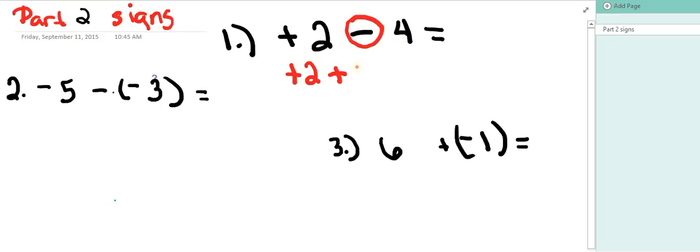We're going to do the same thing here. What's the first thing you're going to do? Look at your sign. If it's subtraction, we're going to change it to addition. And then we're going to keep this number, and then we're going to do the inverse of this one, which is a positive. Then we're going to apply our addition rules. And we have opposite signs again, so we're going to look for the bigger number and keep that sign, and then we're going to subtract.